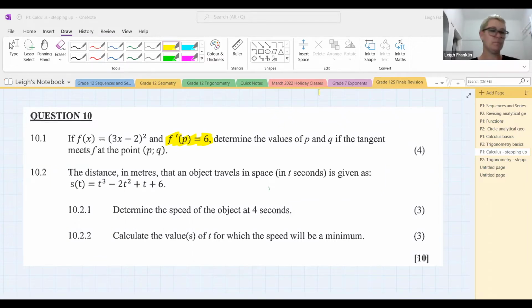Ma'am, I think that we should deal with f of x equals (3x minus 2) squared. We must first expand it, and then we do the derivative on it, and then we say it must equal 6 to be able to find p. Oh, well done. That's perfect. Absolutely. 100%.